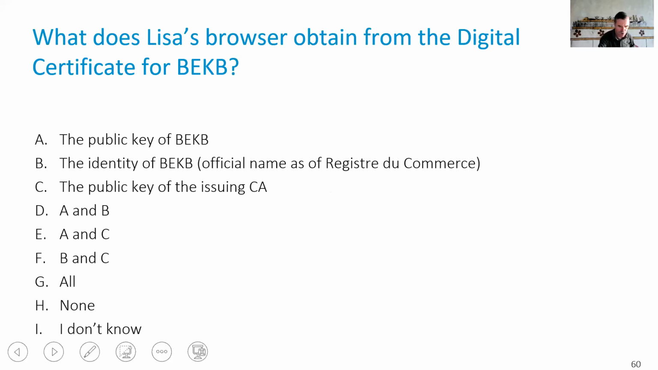And here the majority says A and B, which is correct. A and B, which is D here. You obtain the public key and the identity, and this is what will be verified. The public key will be verified using the public key of the certification authority, and the identity will be displayed for the user to read. And of course, you don't want to obtain the public key of the issuing certificate from the certificate itself. You could sometimes, and that's called a self-signed certificate, but that breaks the purpose of the certificate, of course.